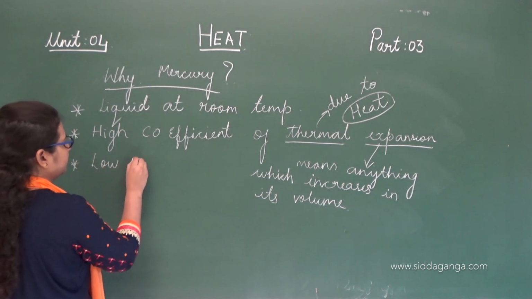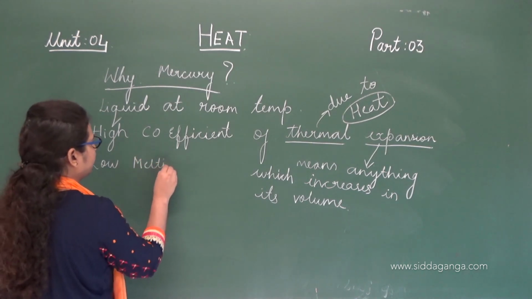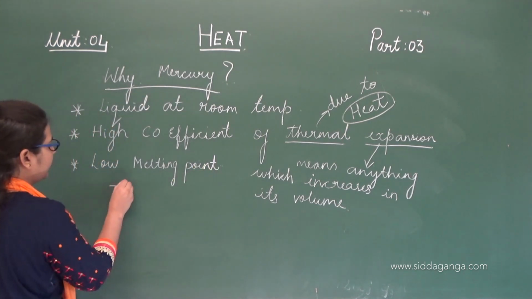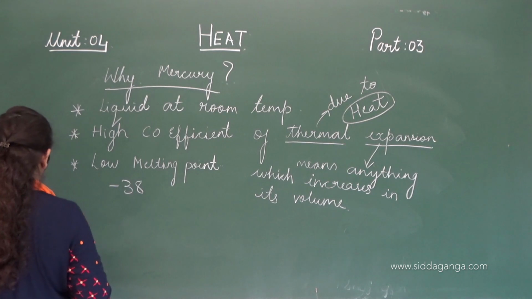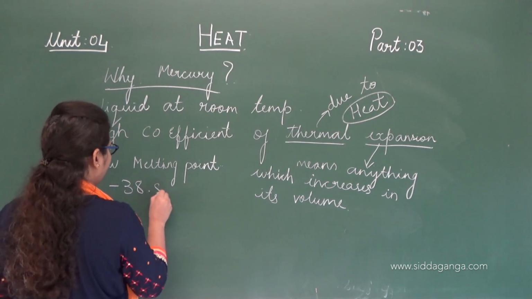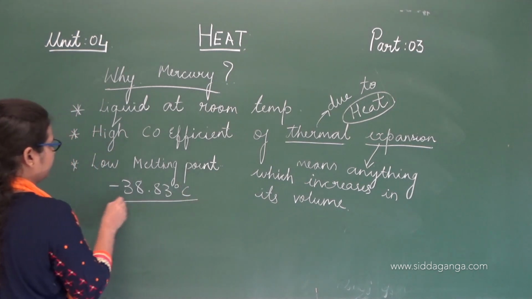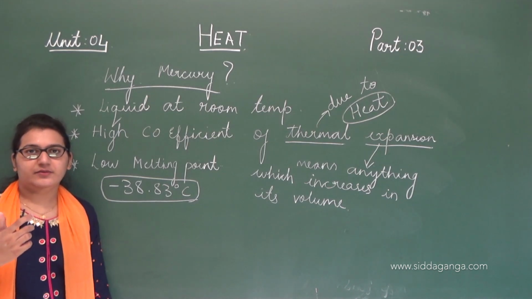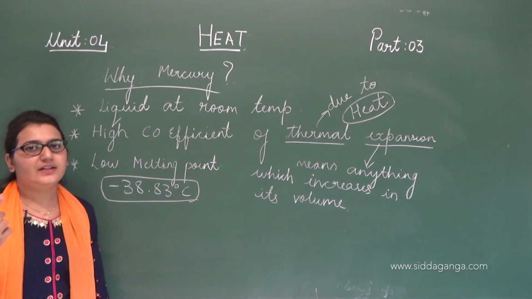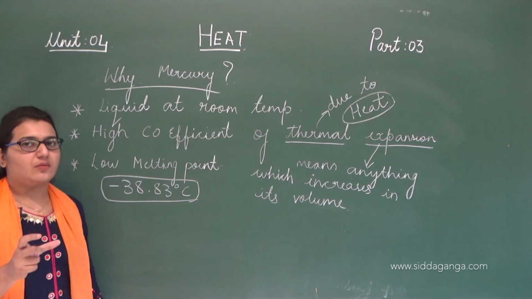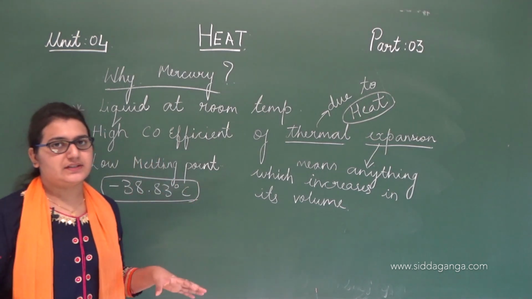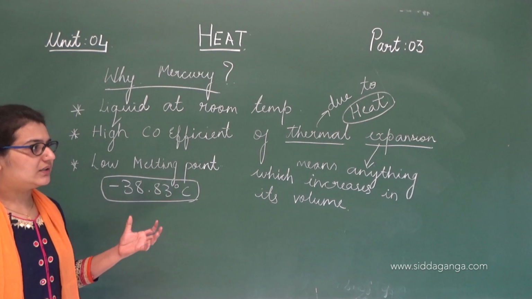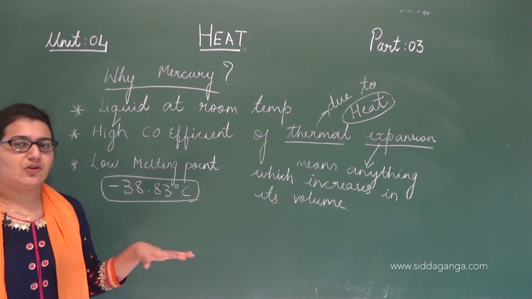And it has a low melting point. So what is the melting point of mercury? That is minus 38.83 degrees Celsius. We use mercury because it is liquid at room temperature, so that is the normal feature. Normally this is how mercury is present. It is liquid, but it can even melt, though usually it does not melt at normal temperature.